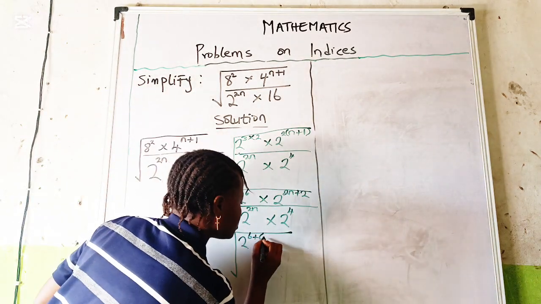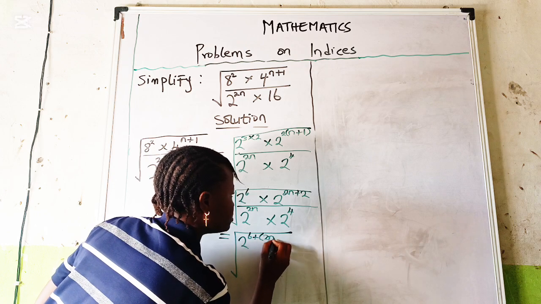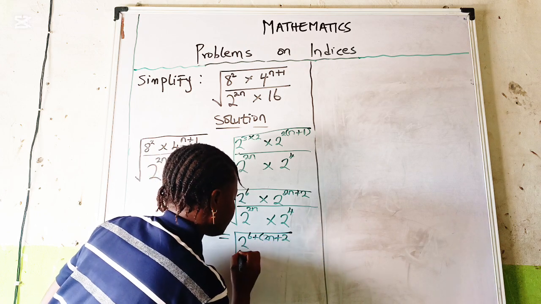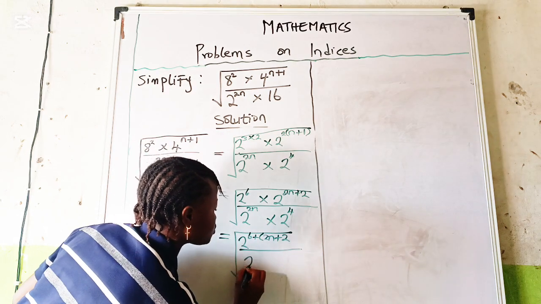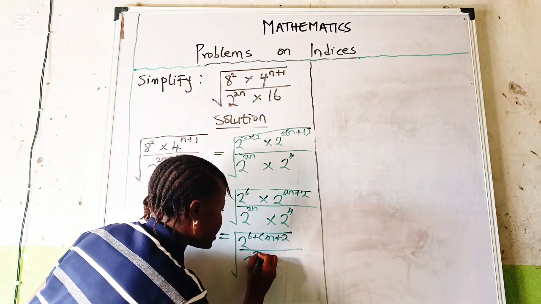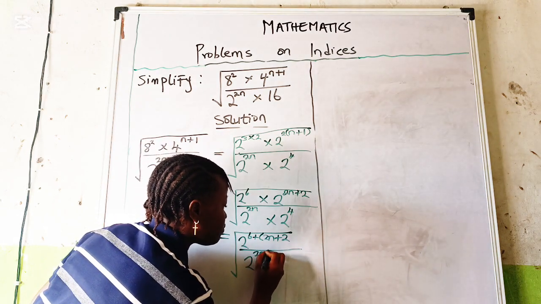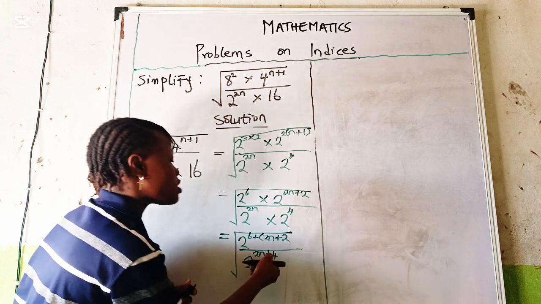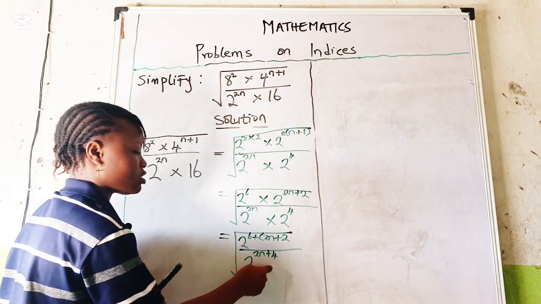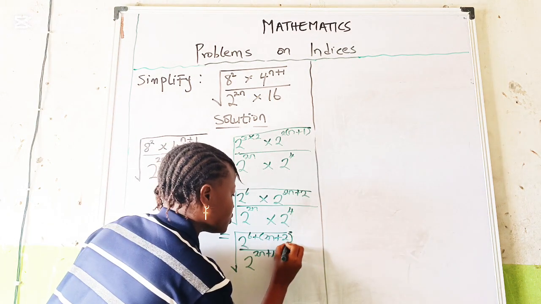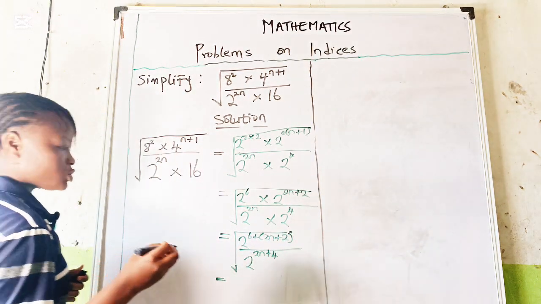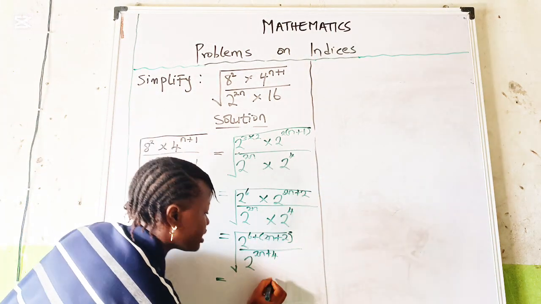It is 2n plus 2, all over. The same thing is applicable here: 2 raised to power 2n plus 4. The reason I did not put this one in brackets is because it's only one term. Please remember to close your brackets. So you open brackets here.